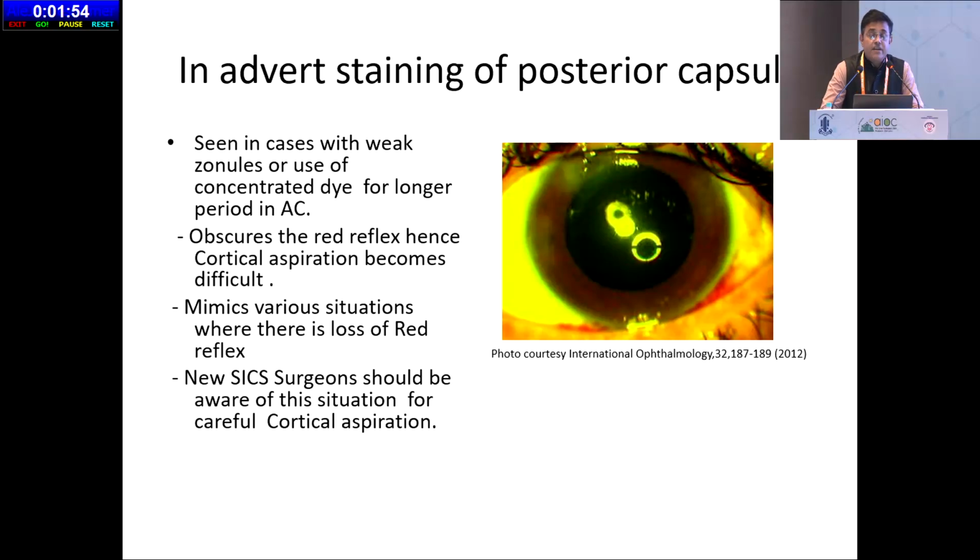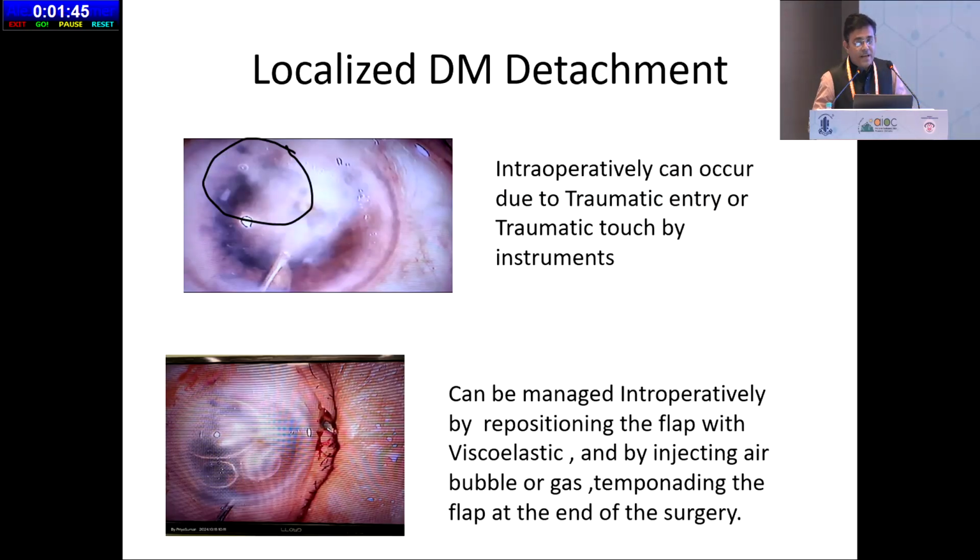Then inadvertent staining of the posterior capsule, for a new surgeon can be a difficult thing. The cortical aspiration becomes difficult, so you must recognize the situation and do cortical aspiration carefully. Then localized DM detachment intraoperatively can occur due to traumatic entry or traumatic touch by instrument. It can be managed intraoperatively by repositioning the flap with a viscoelastic and by injecting air or bubble or gas, tamponading the flap at the end of the surgery.